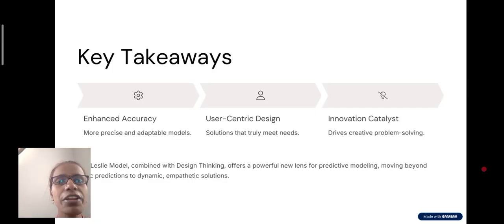So from this, the key takeaway is that we combine design thinking with the Leslie model, which offers a powerful new lens for predictive modeling, moving beyond predictions to dynamic and empathetic solutions.